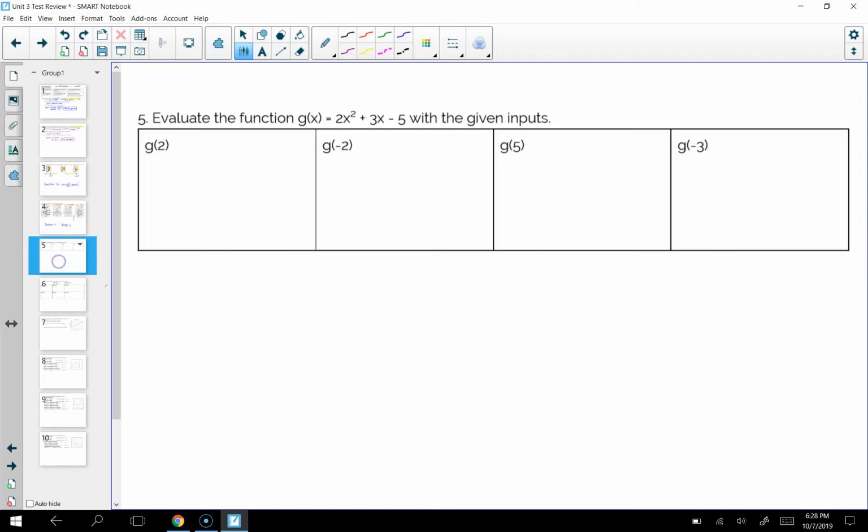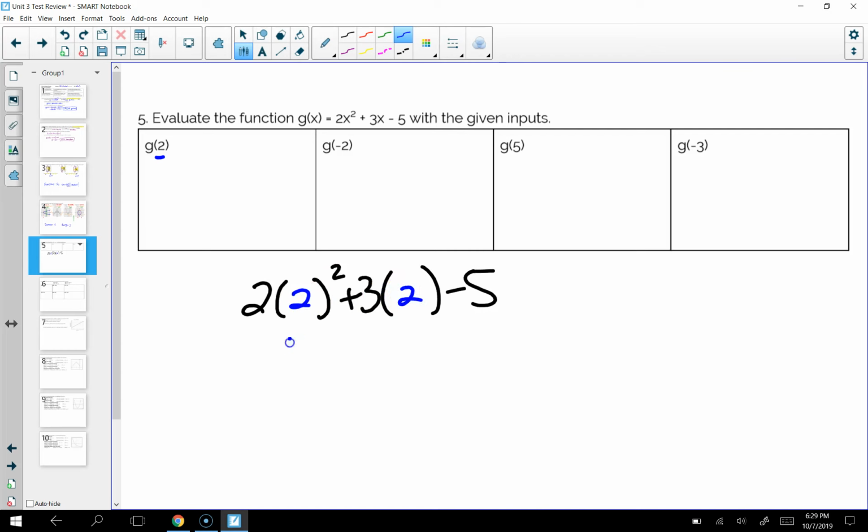Alright, moving on. Evaluate g of x, which is 2x squared plus 3x minus 5 with the given inputs. Okay, so what has happened is in each one of these, they've changed the x in g of x to either be a 2, -2, 5, or -3. So it wants us to actually plug it in. So it wants me to be 2 times something squared plus 3 times something else minus 5. So we are replacing what my x is. All right? For the first one, we're replacing it with the 2. So we're putting a 2 right here.